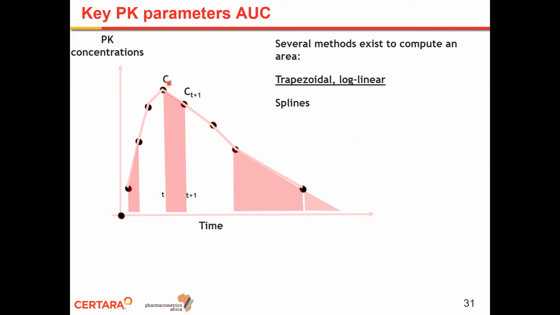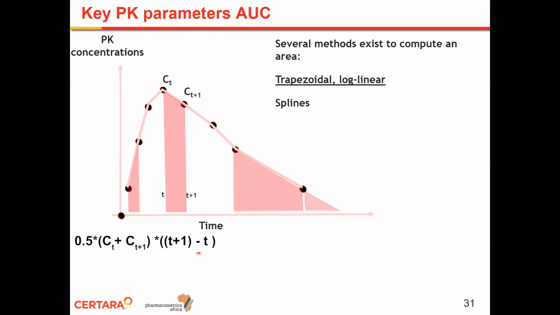So here we have a concentration at time t and concentration at time t plus 1. Between each successive time point, we compute the area of a trapezoid. So this shape here is a trapezoid between t and t plus 1. And what is the area of a trapezoid?